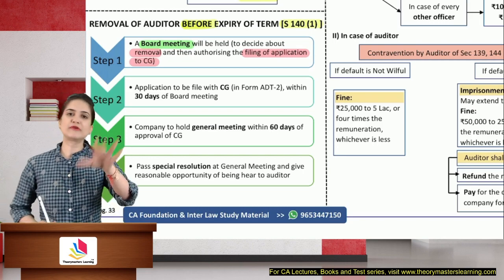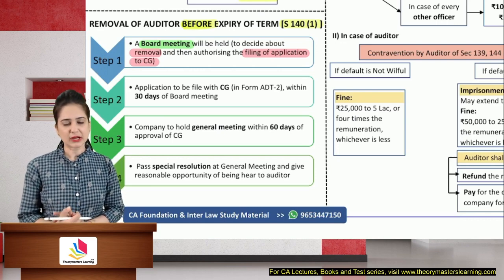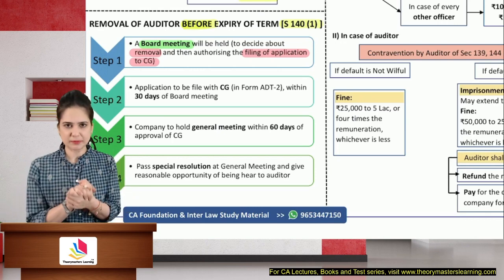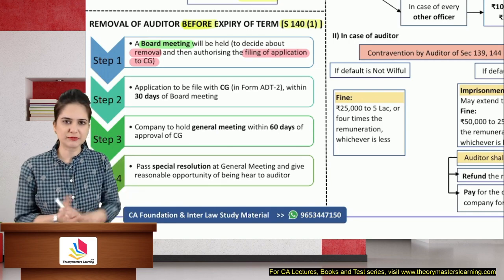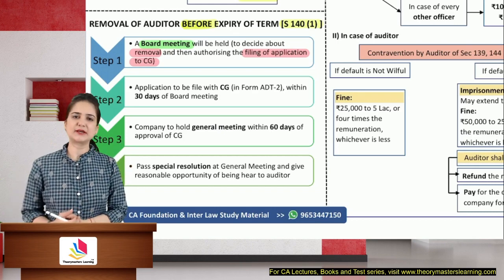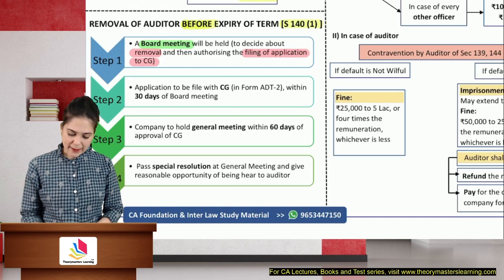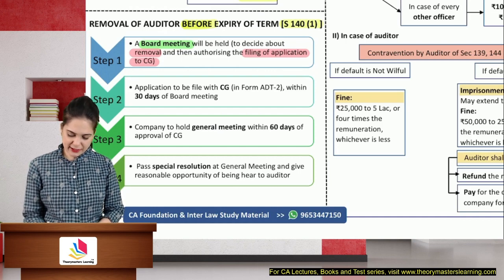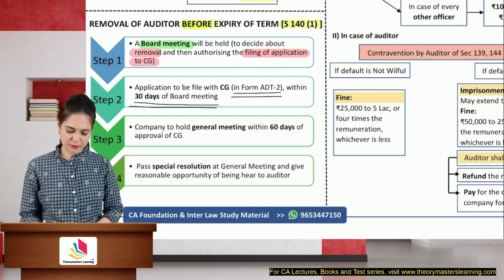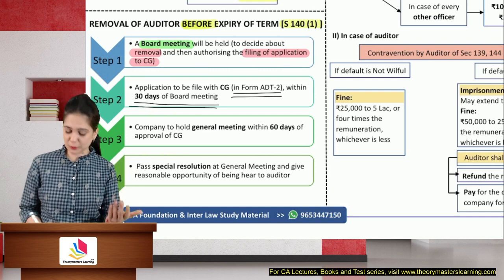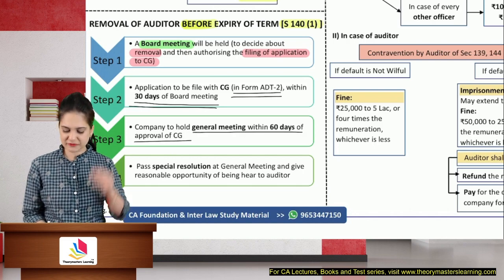So you cannot just remove an auditor on your own. You have to obtain the approval of the central government. So the board will first convene a board meeting. There they will decide how to remove and why we should remove the auditor. They will file the application with the central government citing the reasons for removal. The application to the central government will be made in form ADT2 within 30 days of the board meeting. The central government will give its approval. The company is to hold the general meeting within 60 days of approval of the central government.